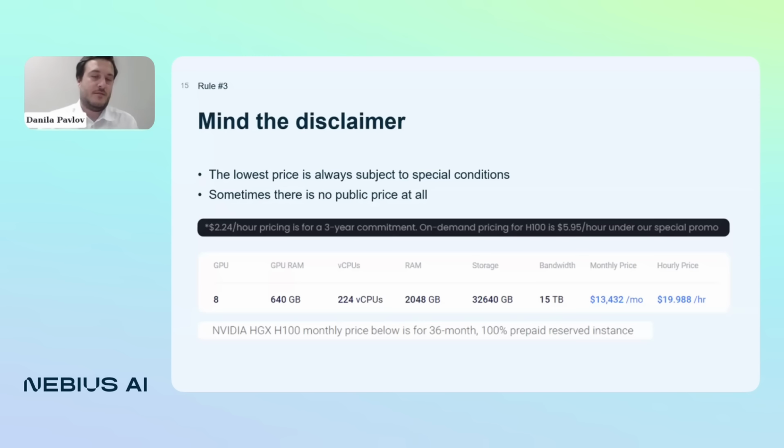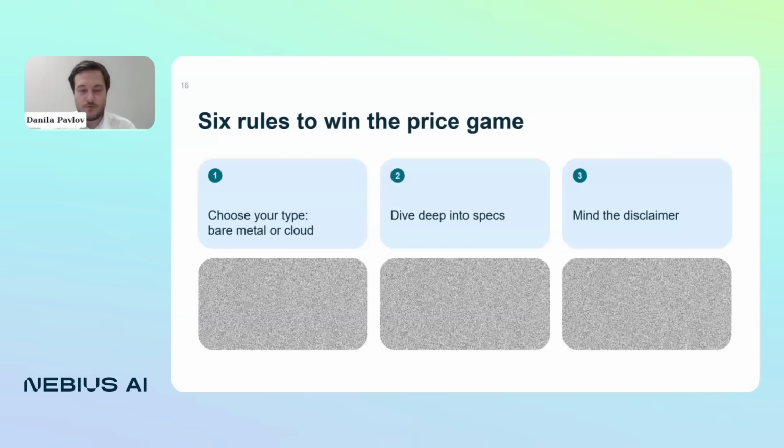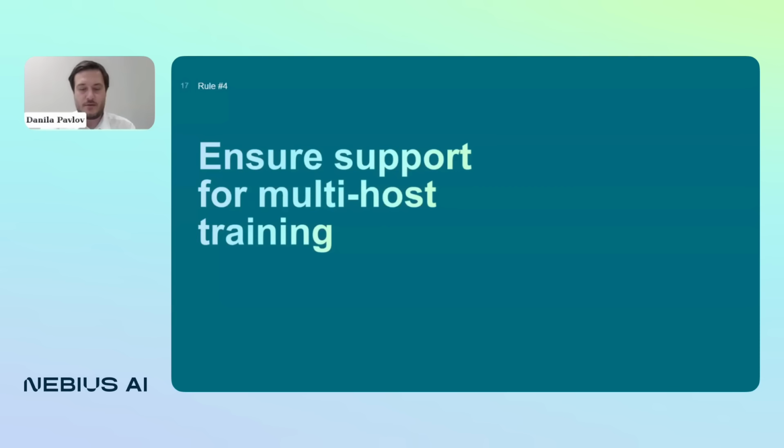But I'll be honest with you, the whole market is playing this game, and well, at some point of time, we decided, who are we to go against the market? And on my own website, you can see 2.12 for 1 hour H100, which is also only if you commit for 3 years. So rule number 3 is mind the disclaimer.